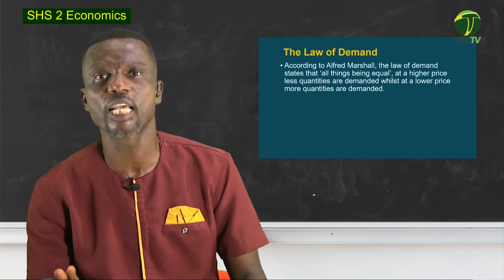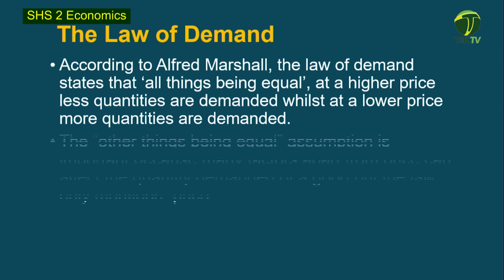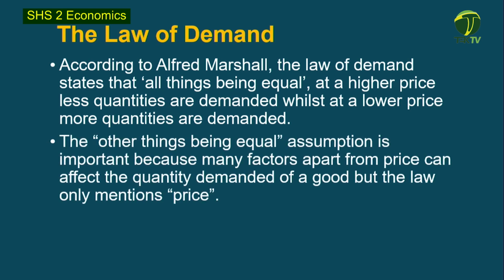Alfred Marshall is noted for this law. For those of you who have just started, and I believe you have just started economics, one of the people who spoke so eloquently about this subject is Alfred Marshall. And he gave a succinct definition for demand. According to Alfred Marshall, the law of demand states that all other things being equal, at a higher price, less quantities are demanded, whilst at a lower price, more quantities are demanded.